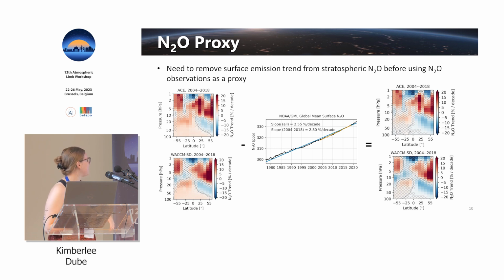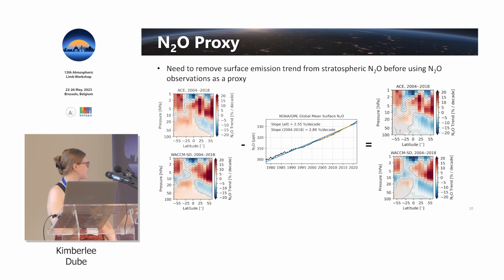And you see on the right here, I have the same ACE N2O trends, and then also the WACCM N2O trends, and they're very similar. All the regions where they're different are hatched out, so they're statistically insignificant. So this implies that WACCM is doing a very good job of capturing this same circulation-related variability that we're interested in. So I have my N2O time series with these trends in it, and I subtract the surface N2O trend.